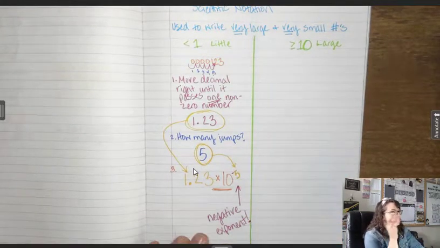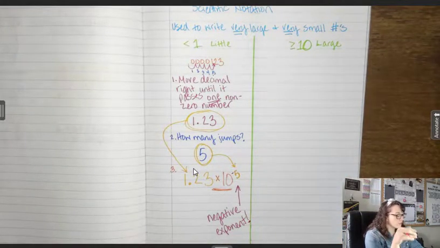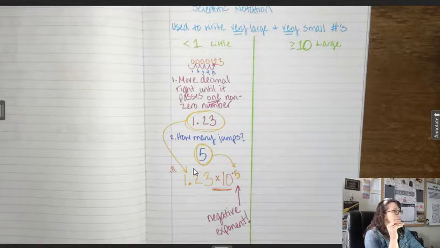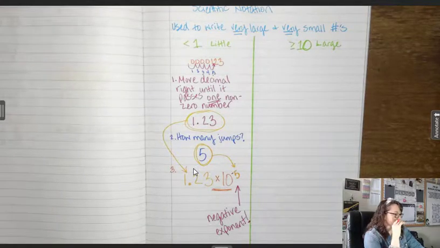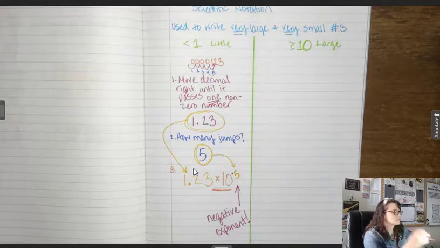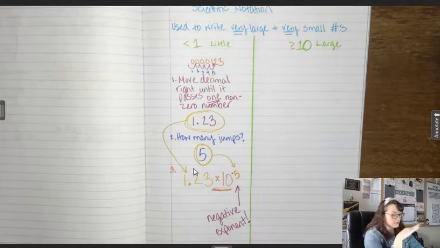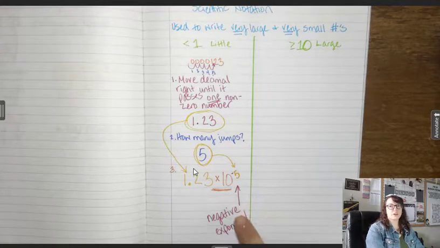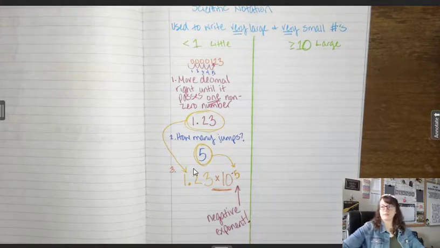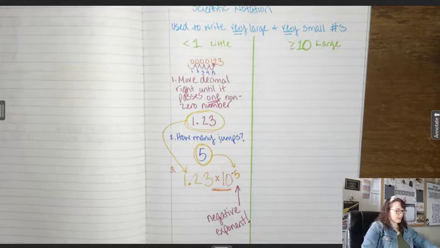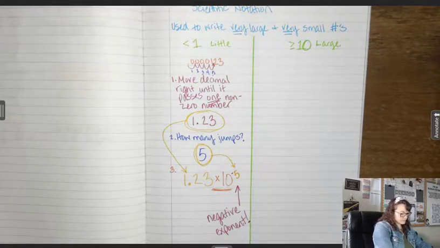This is technically 1 over 10 with 5 zeros. Y'all will do that in 8th grade. That's it. That's little numbers. Little numbers, the hardest part is remembering that it's a negative exponent. Now let's do a big number.